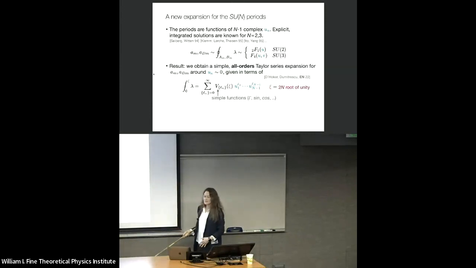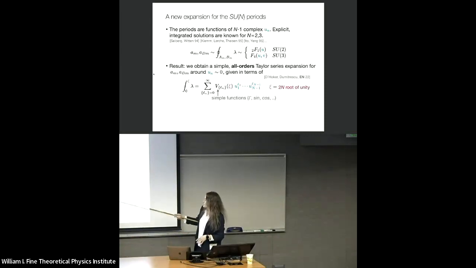Now, as I emphasized, we really care about generalizing this picture to SU(N). In SU(N), my Kähler potential is going to be a function of now n-1 complex coordinates. And of course, it's much more complicated. For our purposes with the supersymmetry breaking of this potential, we really needed the explicit integrated solutions of the Seiberg-Witten periods in order to understand the shape of this potential.